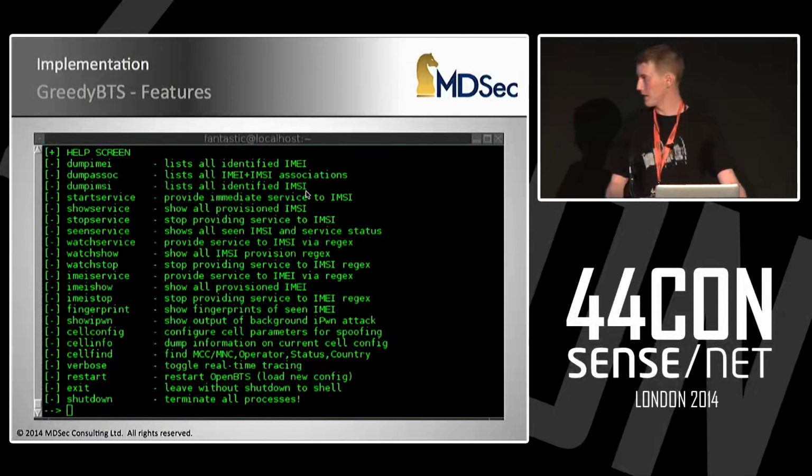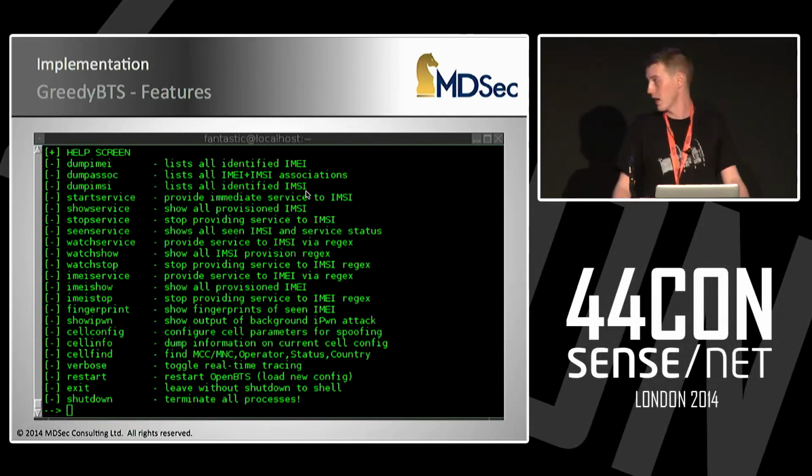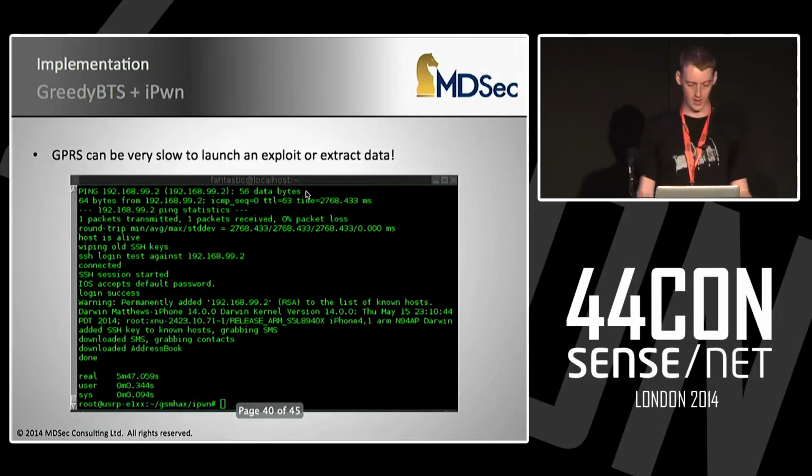This is the help screen or the console that's provided by GreedyBTS. This implements a number of commands that are used for the assistance of targeting a particular individual and doing these over-the-air kinds of attacks. Essentially what we can do is set things based on regular expressions, and we can also run tools like our fingerprint tool here, so we can actually see what kind of devices we've seen over the air. And we can also see the output of any of our exploits that are being run. It's also got tools for shutting down and terminating and the like.